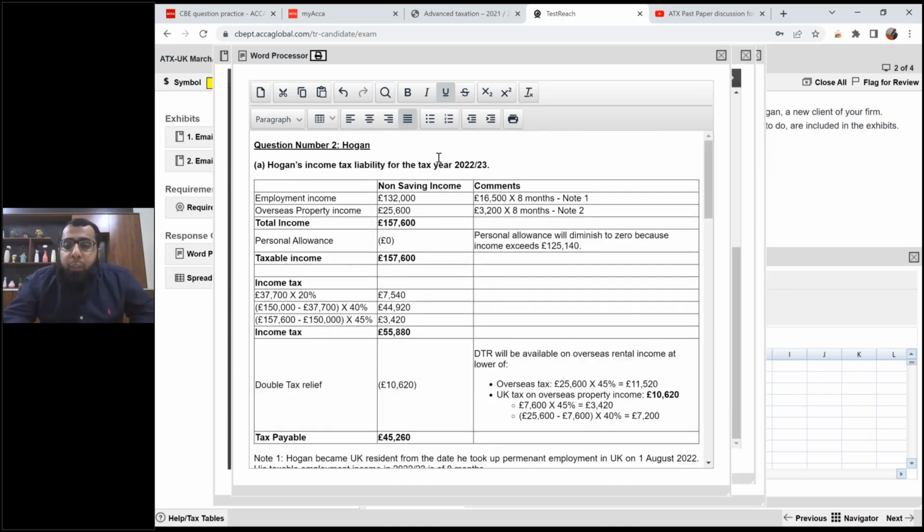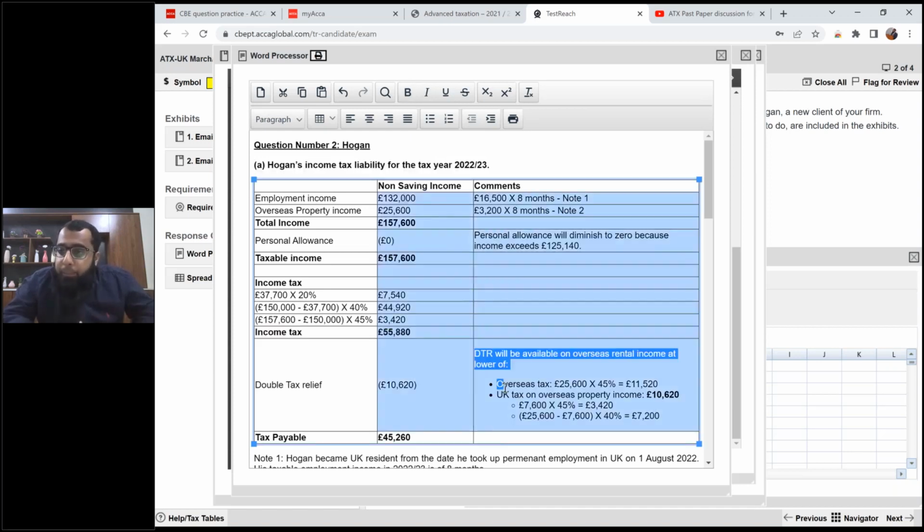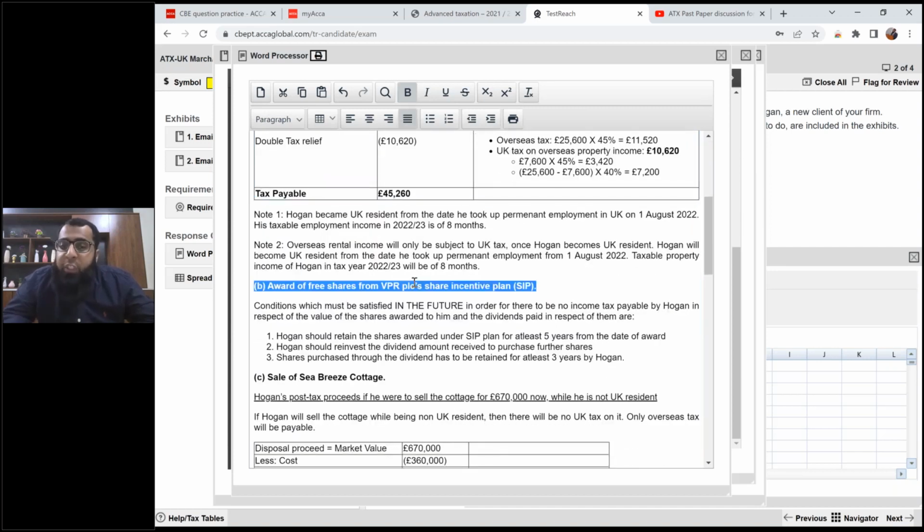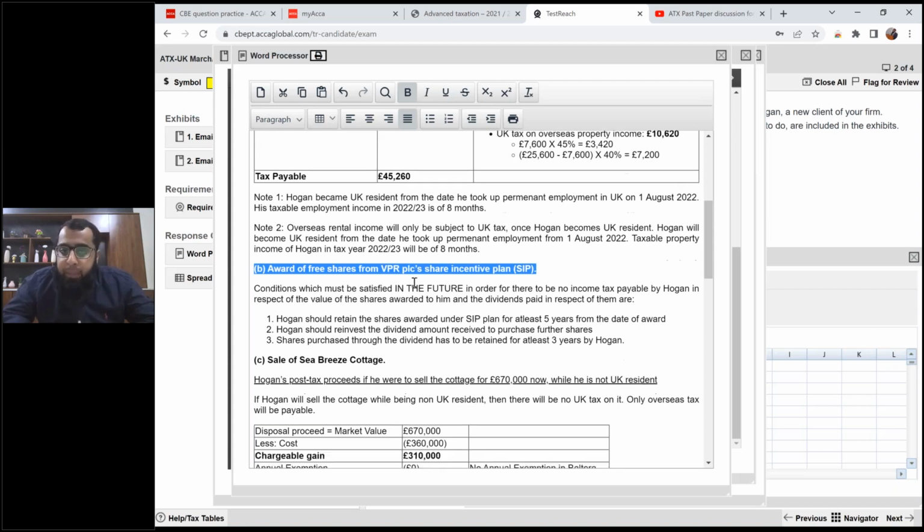The first requirement was very easy: Hogan's income tax liability, employment income, overseas property income, a straightforward requirement. That was a simple requirement that he became resident from August 22 and we calculated the simple tax. Then there was a simple requirement in relation to award of free shares. That was a completely simple and easy requirement.